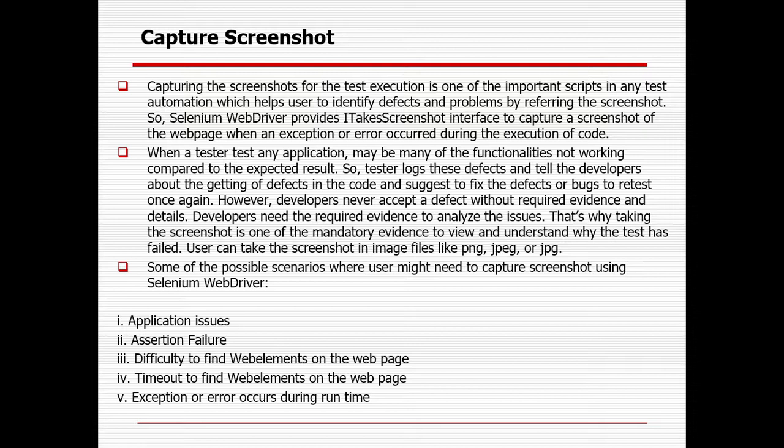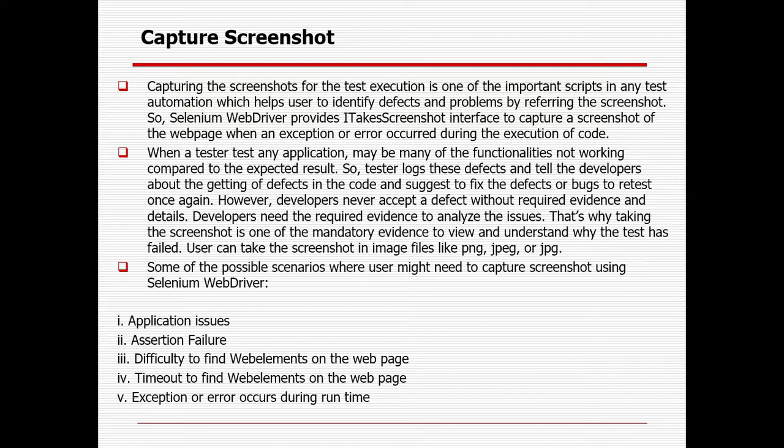Selenium WebDriver provides the ITakesScreenshot interface to capture a screenshot of the web page when an exception or error occurred during the execution of the code. When a tester tests any application, many of the functionalities may not work compared to the expected result. So the tester logs this defect and tells the developer about the defect in the code, and suggests fixing the defect or bug to retest once again. However, the developer will never accept a defect without required evidence and details. So the developer needs the required evidence to analyze the issue. That's why taking the screenshot is one of the mandatory pieces of evidence to view and understand why the test has failed.